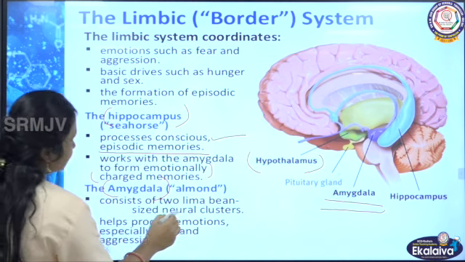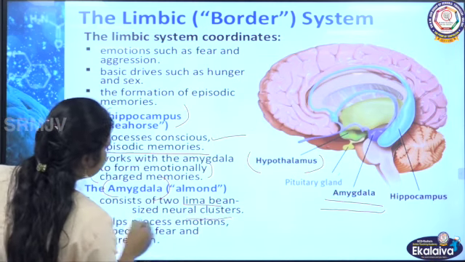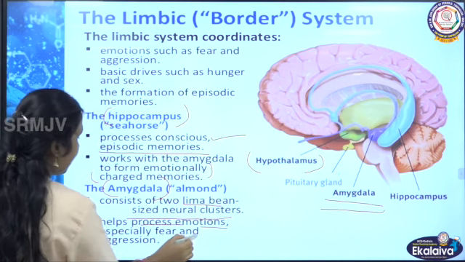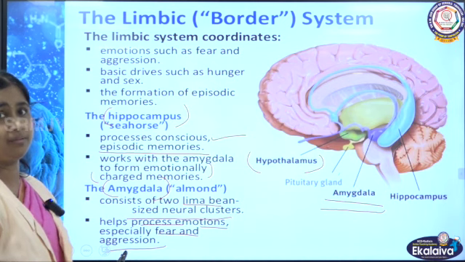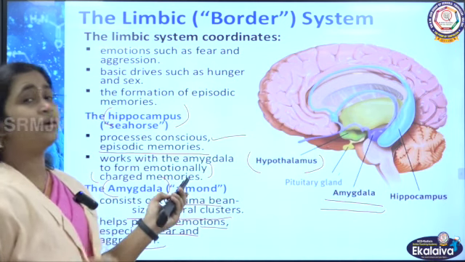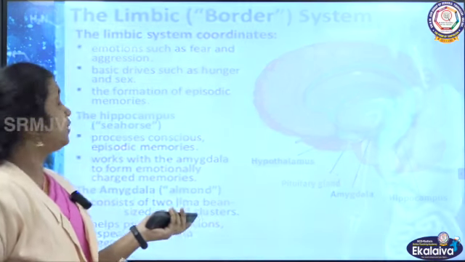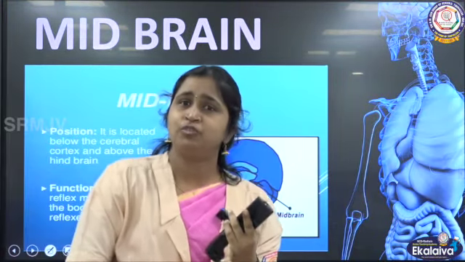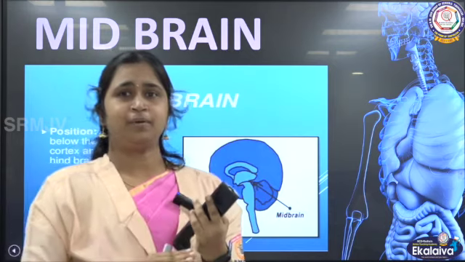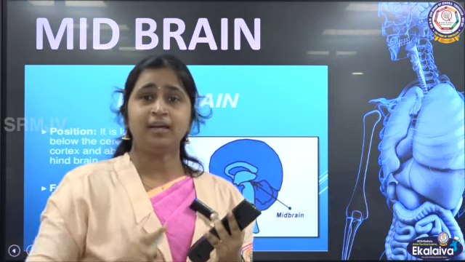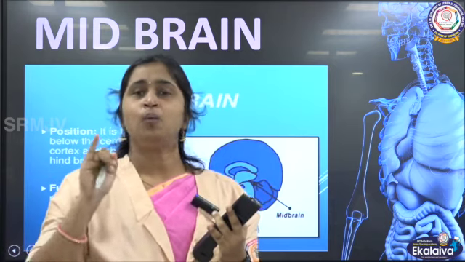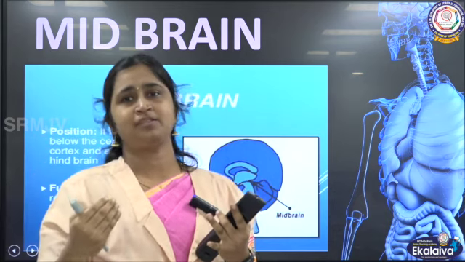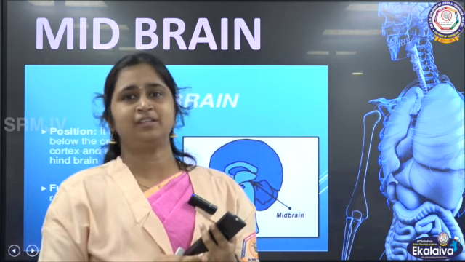Then the amygdala consists of 2 lima bean-sized neural clusters. It also helps in processing emotion, especially fear and aggression. Okay, so this is another important part of the limbic system. Totally, we have completed the forebrain. So what are the parts of the forebrain? Again we recap: cerebrum and then diencephalon. In the diencephalon, 3 parts are there: epithalamus, thalamus and then hypothalamus. Then the next part we saw was the limbic system.